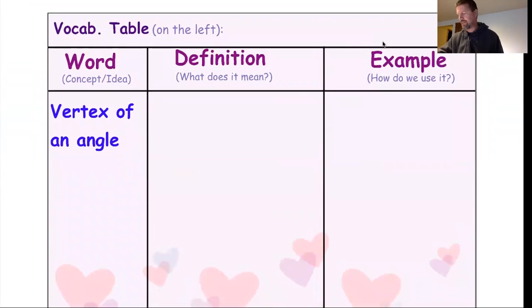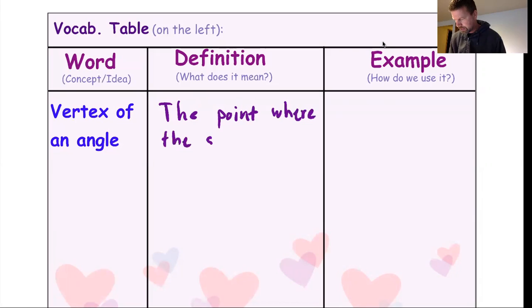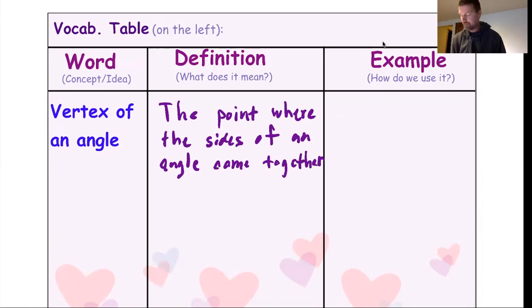First off is the vertex of an angle. The vertex of an angle is the tip, the part where the sides of an angle come together. It's actually easier to give a definition for vertex by just drawing a picture. If that was my angle, that point right here where those sides come together, that's the vertex.